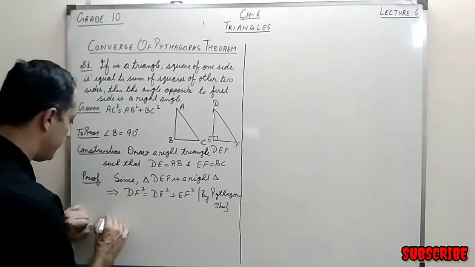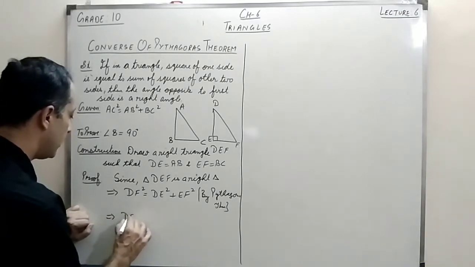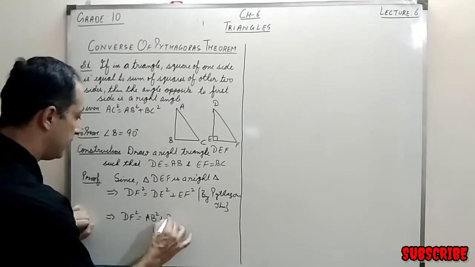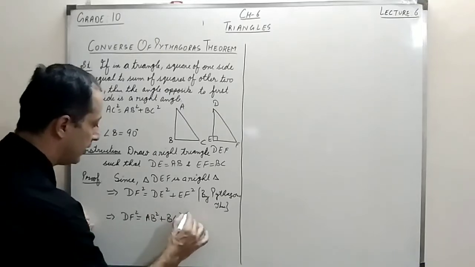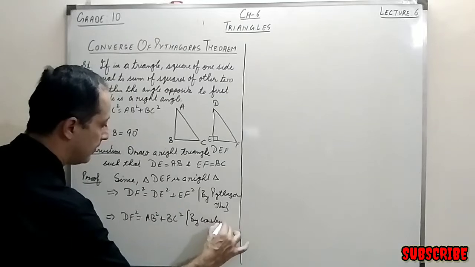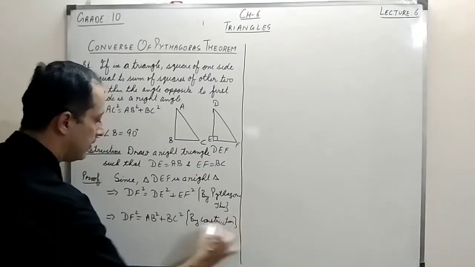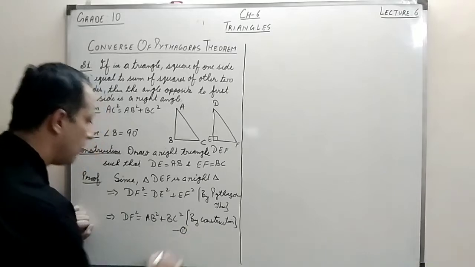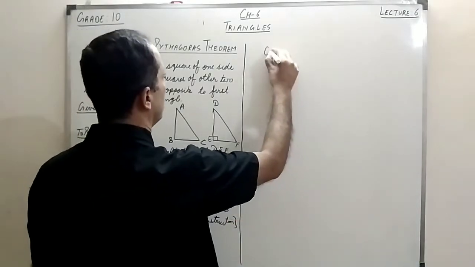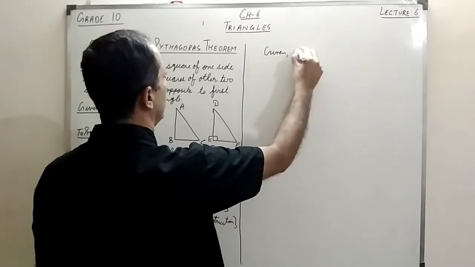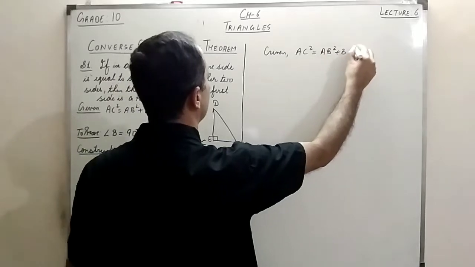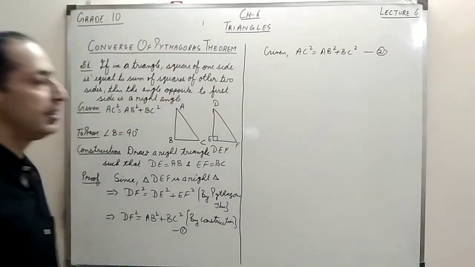Now DE is equal to AB and EF is equal to BC. So what I can say, DF square, I can write it as AB square plus BC square, right? So I can say by construction, I just put it here as 1. Now what is given to me? I write given that AC square is equal to AB square plus BC square. I just put it as equation number 2.